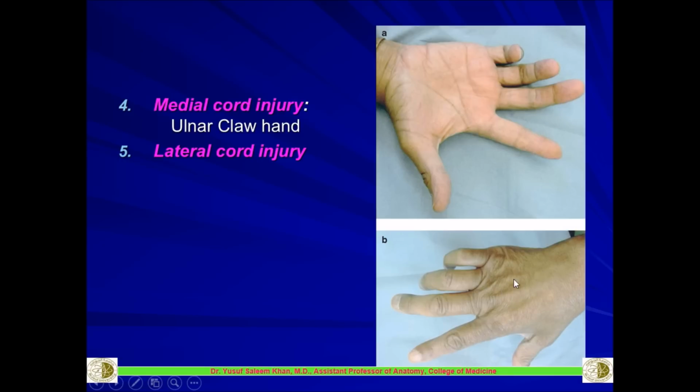Here also you can see the second position from the back. You can see here when all these three digits are normal, but these two digits you can see in the clawing of the hand. And the fifth condition is called the lateral cord injury.